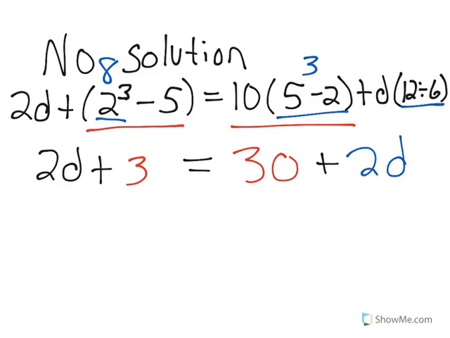Now we're ready to continue solving. So to continue from here, we've got to subtract 2d from both sides. That's how we get rid of plus 2d and move it to the other side. Minus 2d cancels on the right side. Now on the right side, we're left with just 30.